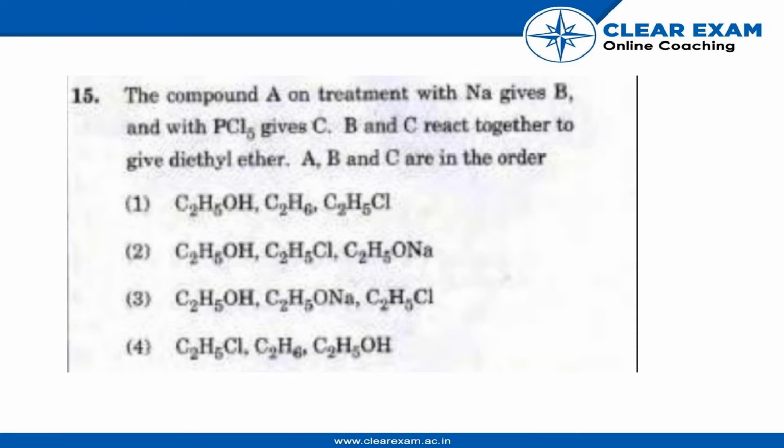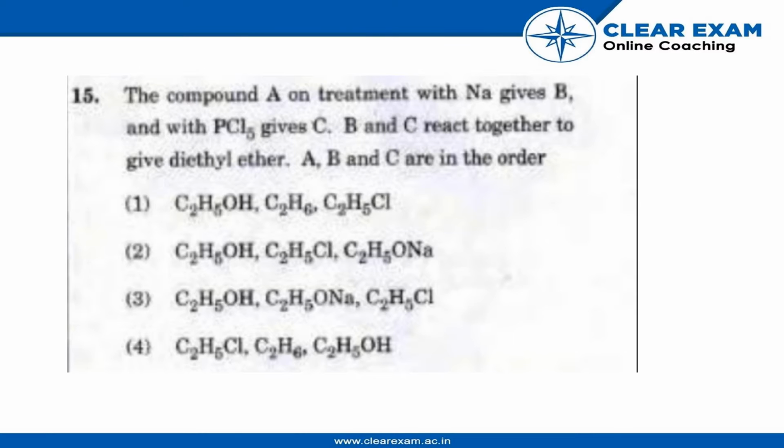Hello everyone. Now we are going to do this question, which is: the compound A on treatment with Na gives B, and with PCl5 gives C. B and C react together to give diethyl ether. So A, B, C are in order.